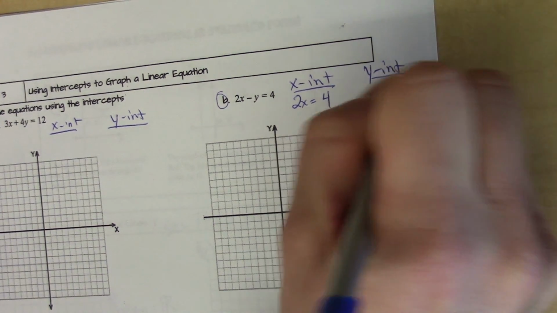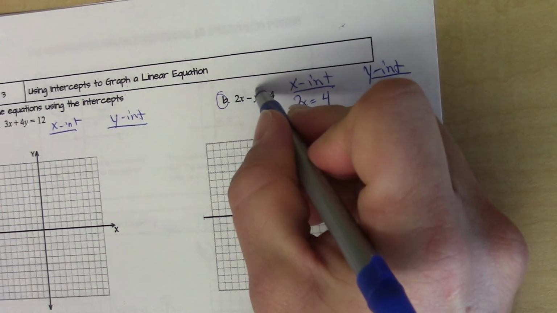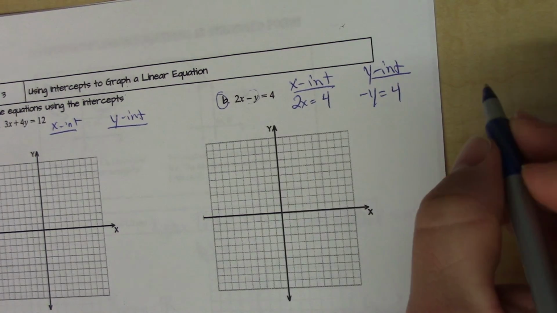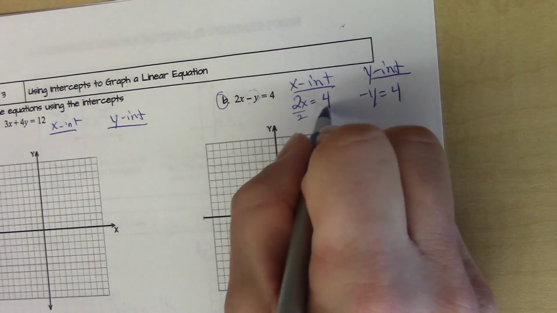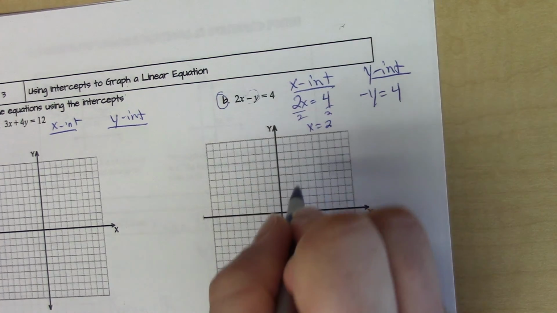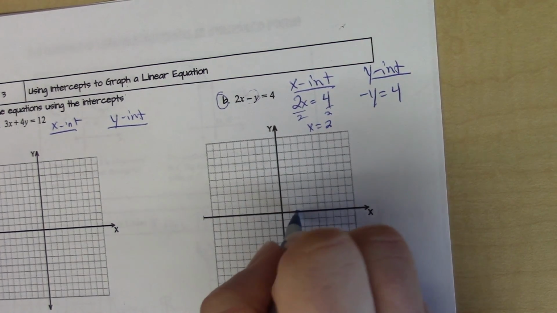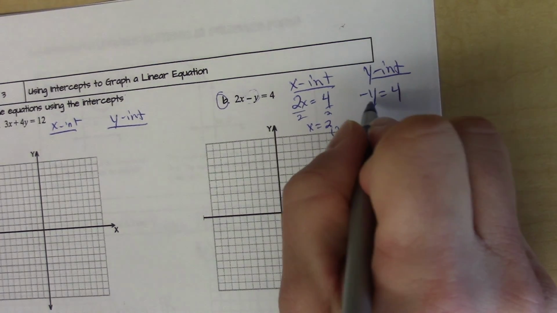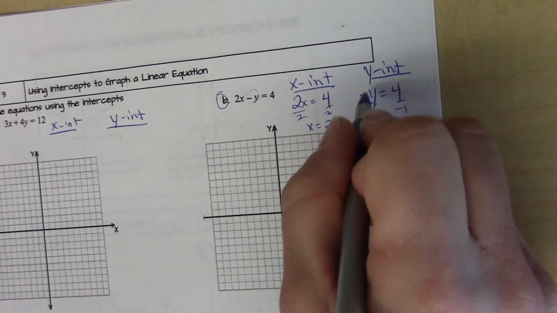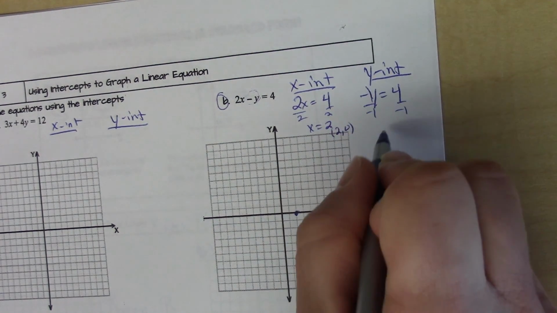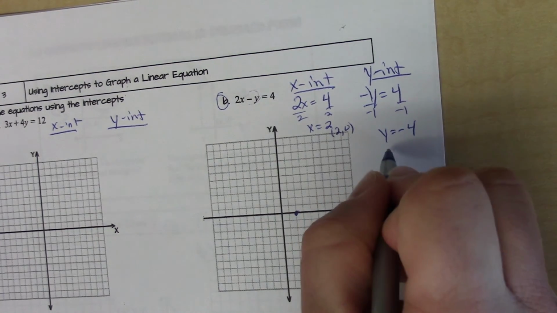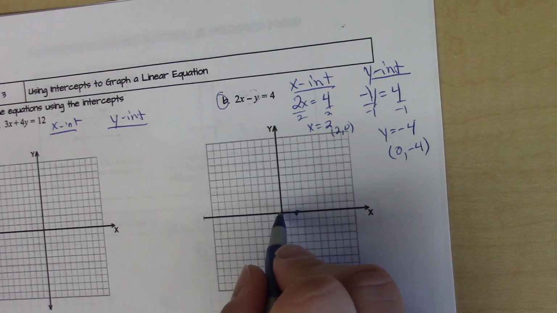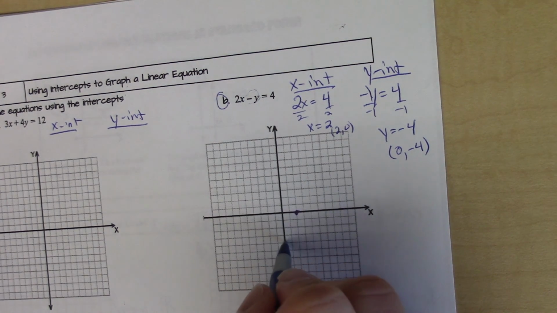For the y-int, again, I would set my y term, which is negative y, equal to the number. And again, for both of these, I would just divide. I get x equals 2. Where does x equal 2? Right here. That gives me the point 2, 0, right? Here I would, again, divide by a negative 1, because when there's nothing there, it really means that. And I get y to be negative 4, which again means 0, negative 4. So where am I plugging that? Well, 0, negative 4. Where does y equal negative 4? Right here.